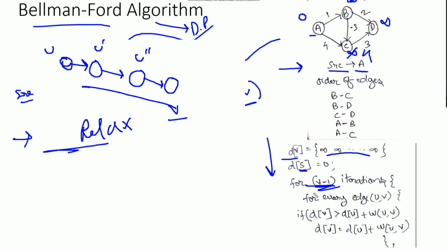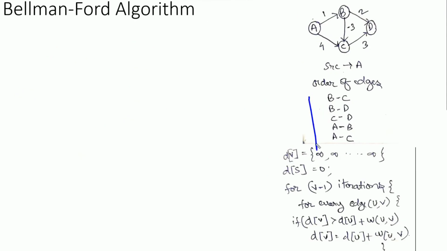And after that, suppose we need to find the edges. If we see the graph, the edges are AB, BC, CD, BD, and AC. So these are the edges. Order of edges can be in random order. So order can be in any random order. So how can we solve this problem? How can we find the shortest path from vertex A to all other vertices?